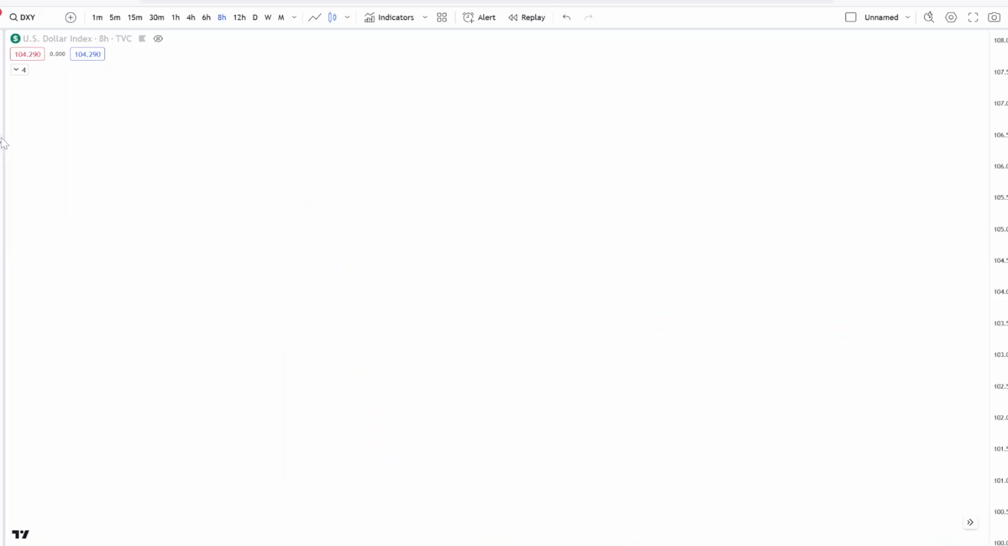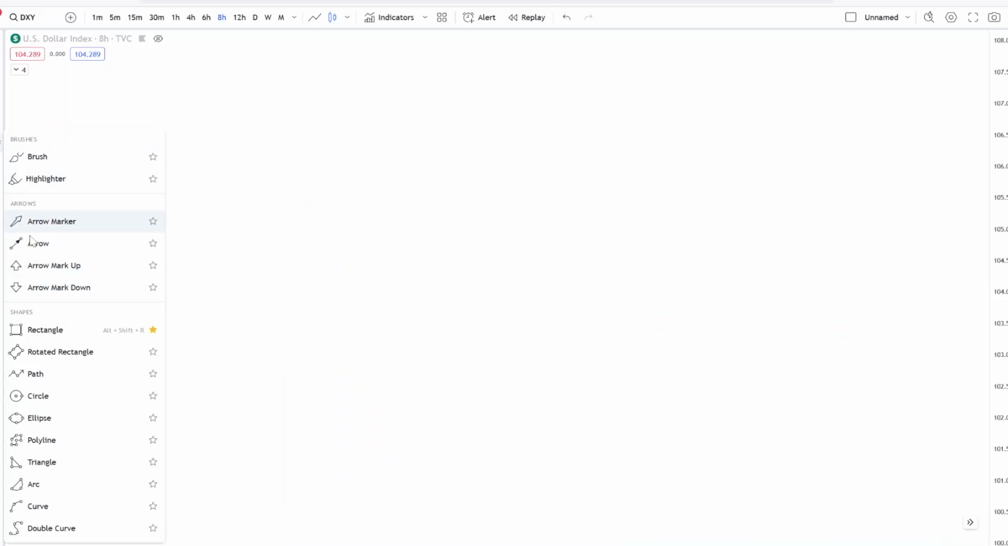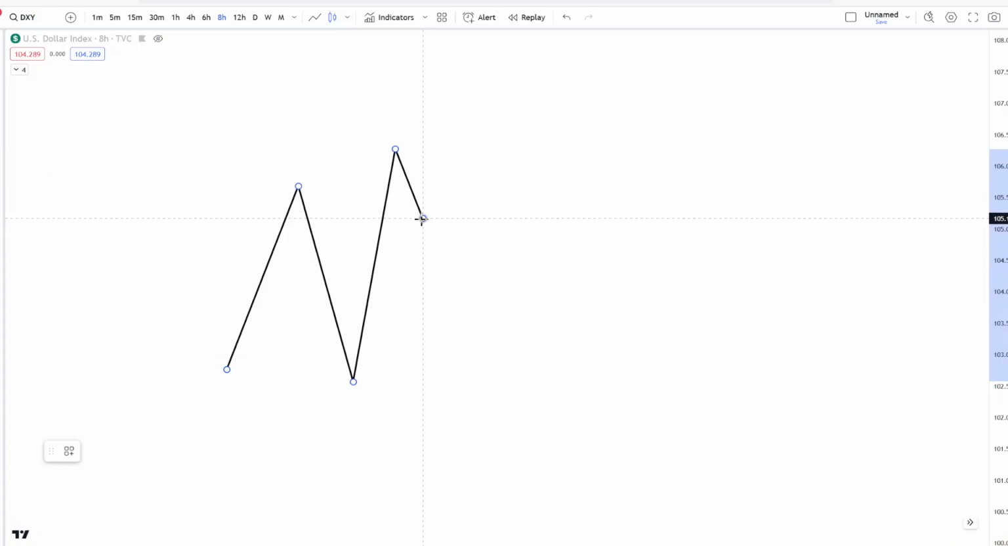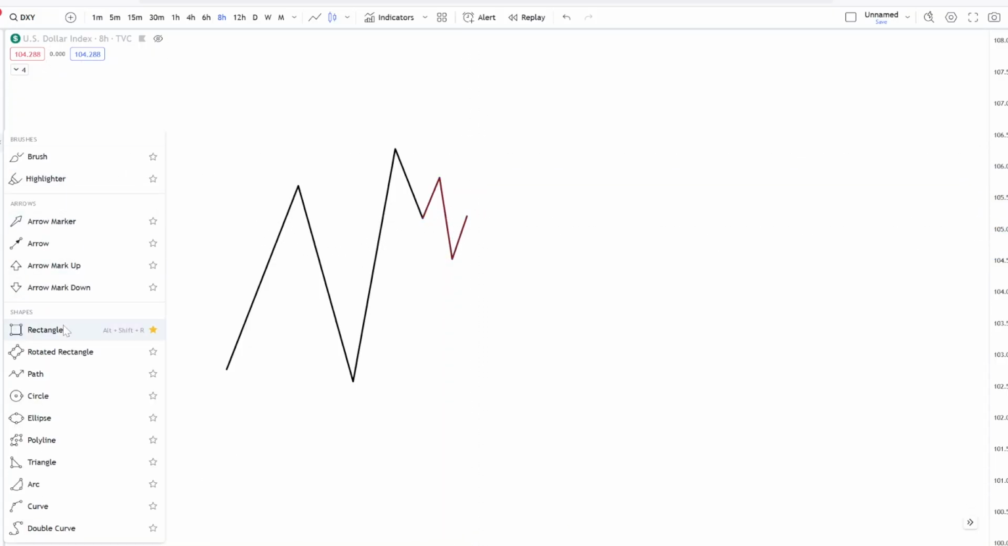So let's talk about the types of entries. So let's say this is your macro. Price broke structure and price is back inside the range. So on the micro, what you could do is you can trade your regular structure. So you can wait for price to get back inside of the range.